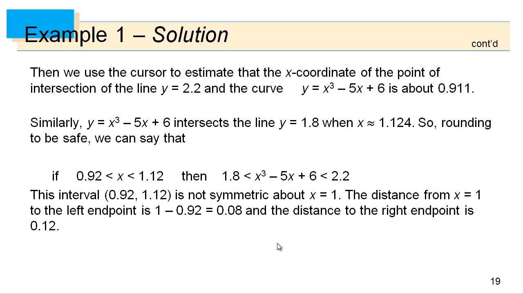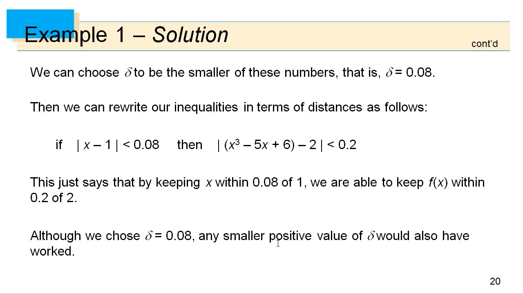If you had the graphing calculator or whatever technology, you could see that the interval you get on the x-axis is basically 0.92 and 1.12, but it's not symmetrical. The distance from 1 to the left endpoint is 0.08, and the distance to the right endpoint is 0.12. So you would just take the smaller of the two and do 0.08 in both directions, which is what we're going to do here. We're going to let delta be 0.08. So then we know that if the distance between x and 1 is less than 0.08, then the distance between the function and 2 is going to be within 0.2.